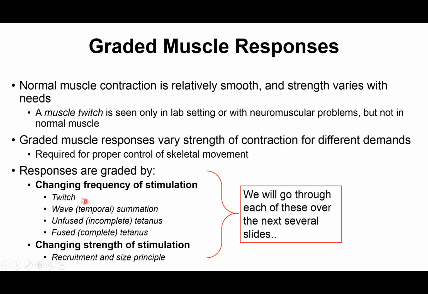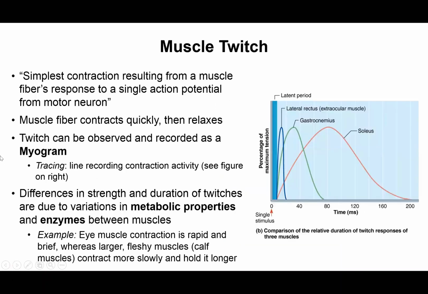Now, before we get into twitch here, I just want to point out that a muscle twitch is only seen in a laboratory setting or when a person has neuromuscular problems. Normal muscle, you shouldn't have muscle twitches, okay? So I just wanted to point that out before I move on to the next slide and talk about muscle twitches. A muscle twitch is just the simplest contraction that results from a muscle fiber's response to one single action potential, okay? So in this case, we're having only one action potential.